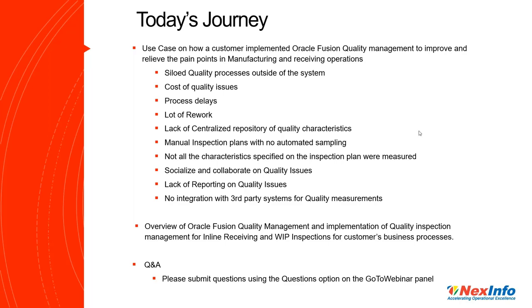How a customer implemented Oracle Fusion Quality Management to improve and reduce the pain points in manufacturing and receiving operations of a high-tech company. The main pain points they faced were siloed quality processes out of the system. Then there were a lot of quality issues, and since the process was outside the systems, they had a lot of process delays. It caused a lot of rework as well because the quality processes were done and sometimes they were skipped. So there was a lack of a centralized repository of quality characteristics. The inspection plans were manual with no automated shipping sampling.